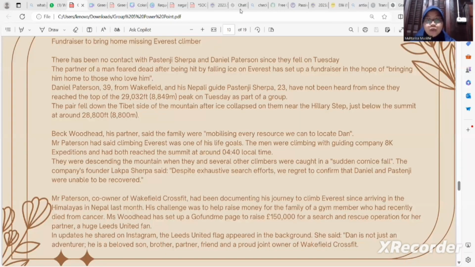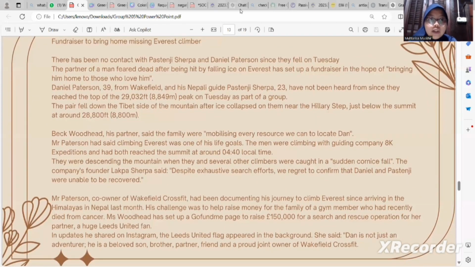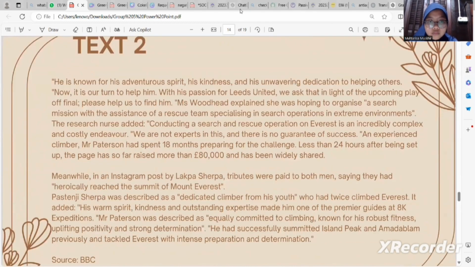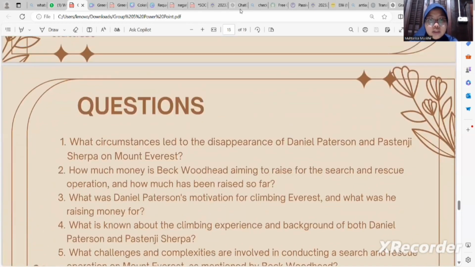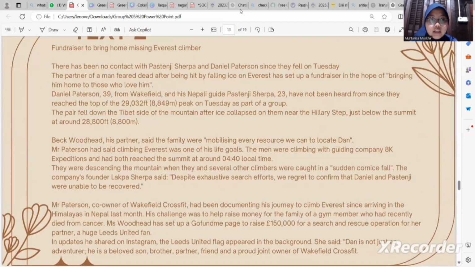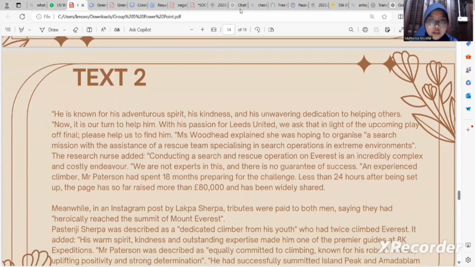Next, we're going to go to text 2. The topic is about funders finding a fundraiser to bring home a missing Everest climber. So it's going to talk about a missing Everest climber, and people are going to search for him by using a fundraiser. Okay. So we're going to use scanning and skimming for the questions, because we see in here the text is quite long, so we're going to use the scanning and skimming method.